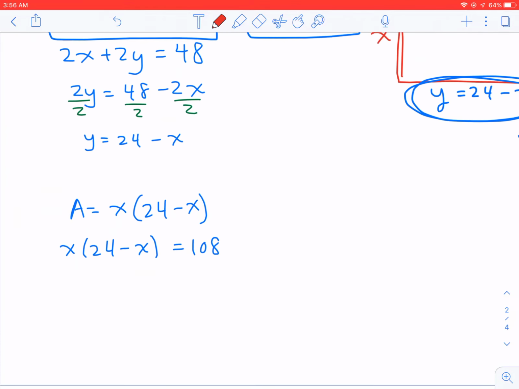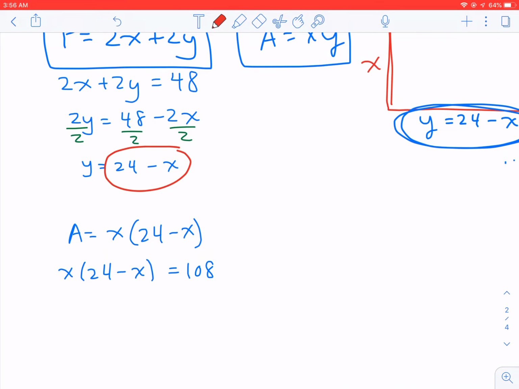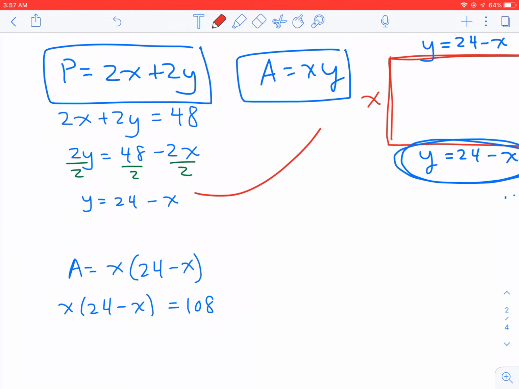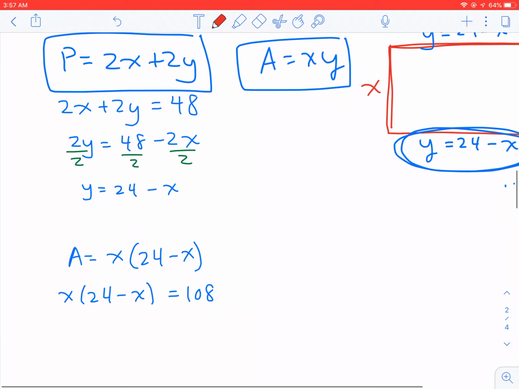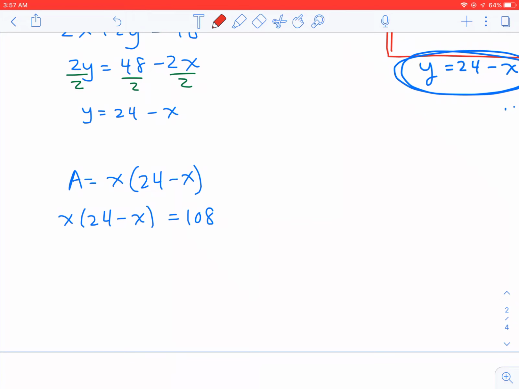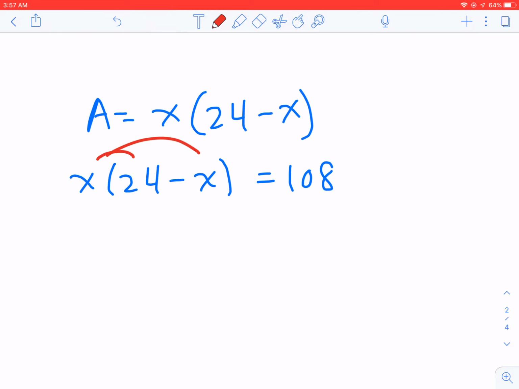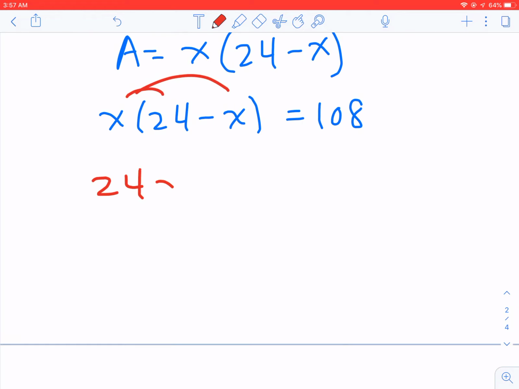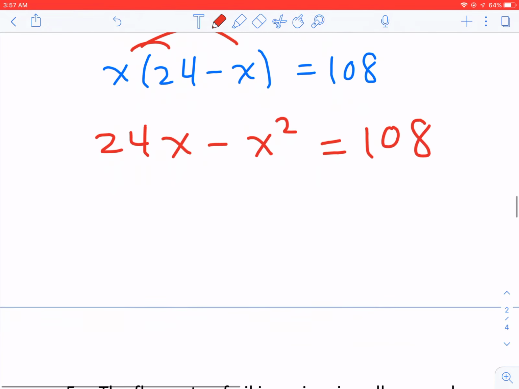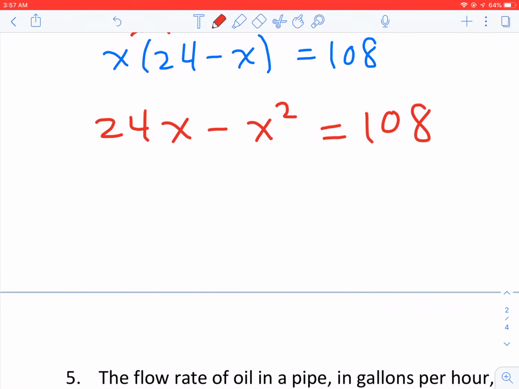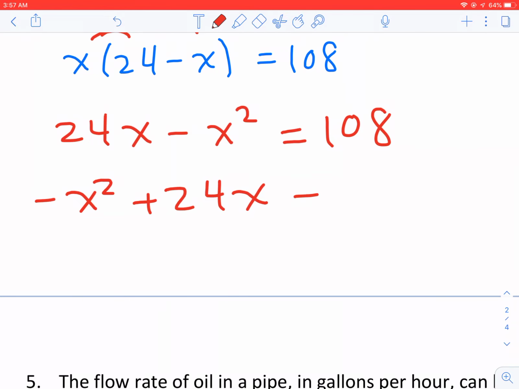Alright, so we solved for y. We said y was 24 minus x. We plugged that into our second equation for the area. We said the area was 108. And now solving for this equation, when we distribute, we get 24x minus x squared equals 108. Alright, I want this in standard form, so I'm going to put that negative x squared in front. And then next would come a plus 24x. And then I would subtract 108 from both sides. And there's my equation.